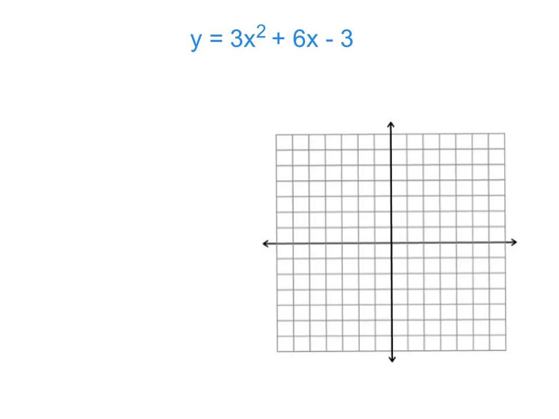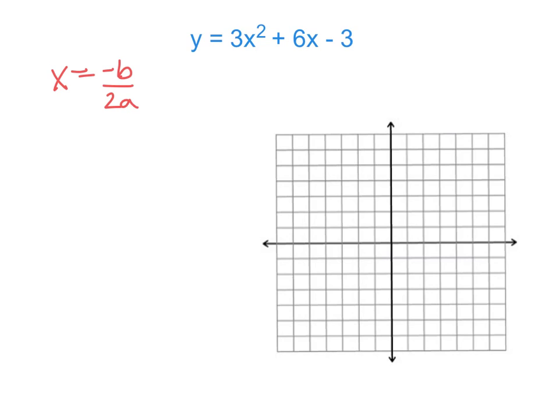Okay, let's go ahead and graph this quadratic function. Y equals 3x squared plus 6x minus 3. The first thing we're going to do is to find the vertex, and I'm going to show you a unique little formula that helps you find the x-coordinate of the vertex. It is x equals the opposite of b over 2 times a.